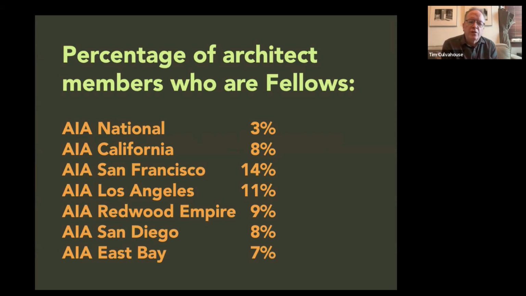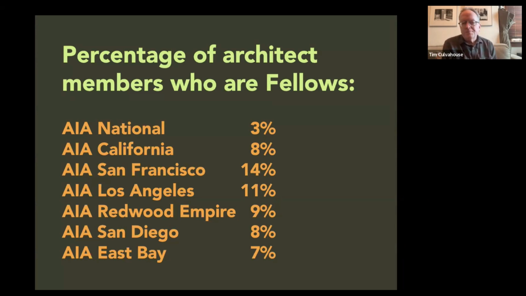So 3% of architect members of AIA National are fellows, 8% of architect members of AIA California are. In the San Francisco chapter, it's 14%, LA's 11, Redwood Empire's 9, San Diego's 8, AIA East Bay is 7. Santa Barbara and Monterey Bay also have 7, and it goes down from there. Inland California is the only chapter without any fellows.